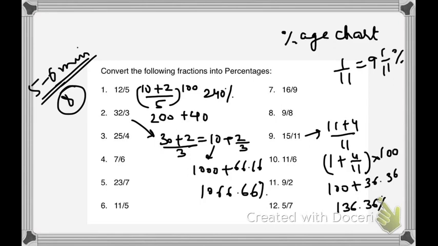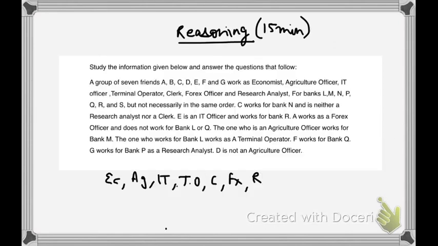percentage. So now we move on to the next section, that is the reasoning part. Now in reasoning you were given 15 minutes and you were given two blocks. One was sitting arrangement and the second one was input output.